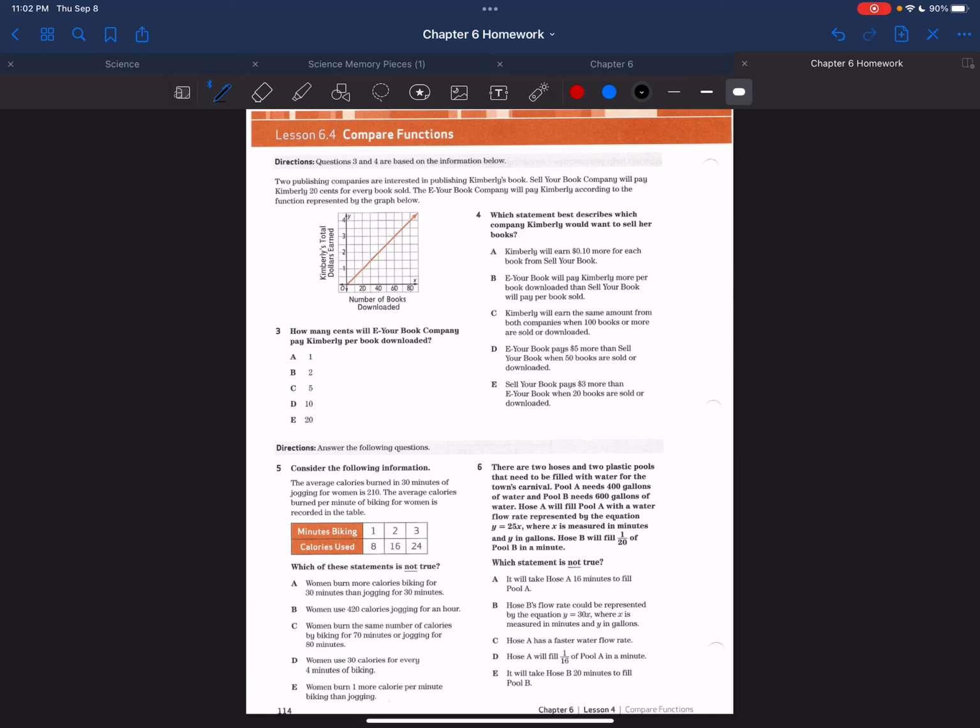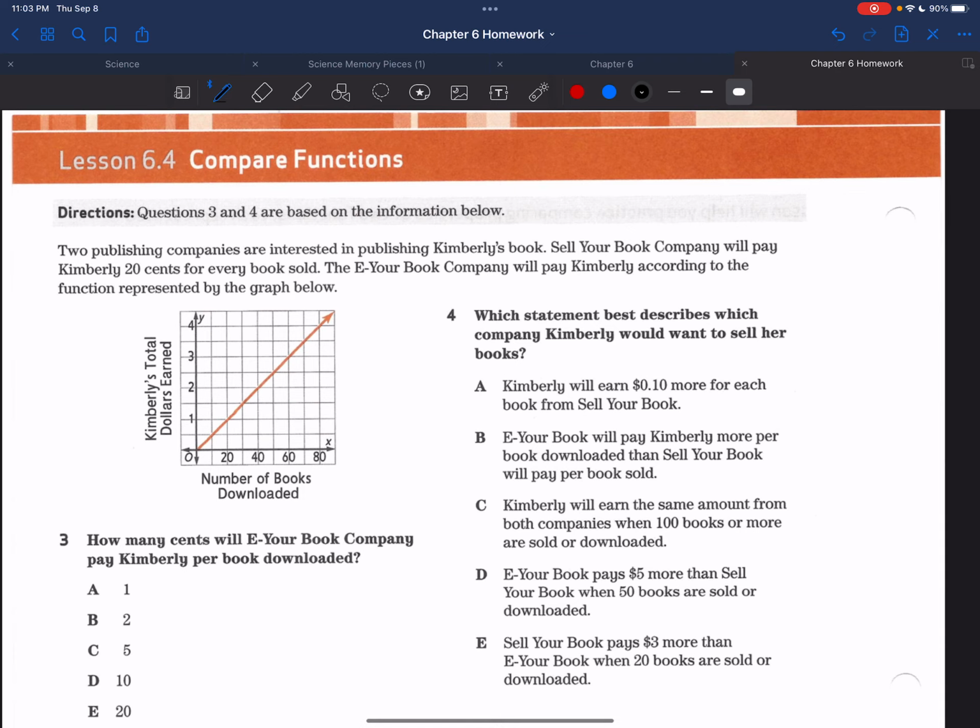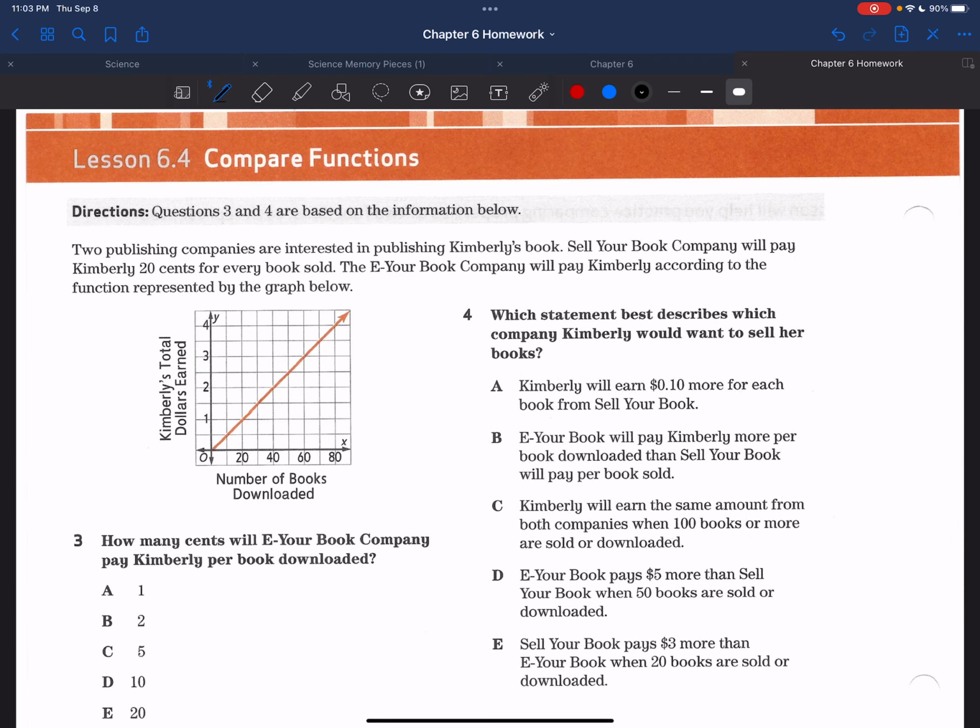I am on page 114 of the exercise book. Questions 3 and 4 are based on the information below. Two publishing companies are interested in publishing Kimberly's book. Sell Your Book Company will pay Kimberly 20 cents for every book sold. The E Your Book Company will pay Kimberly according to the function represented by the graph below.